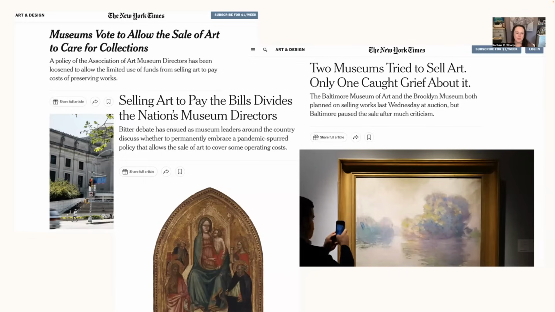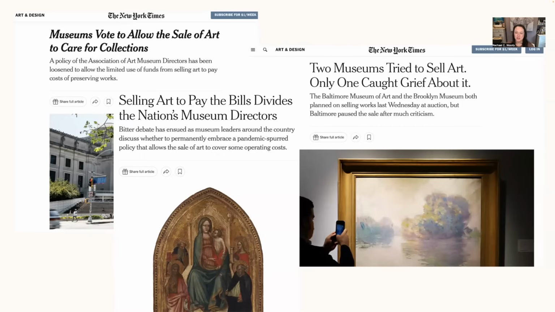Selling art to pay the bills divides the nation's museum directors. And so they're referring to the Association of Art Museum Directors, AAMD, and their policies in terms of whether you can sell and deaccession art and what you can do with those proceeds. It used to just be collect more art. This, because of COVID, changed due to hardship and needing to be able to have flexibility on where that money goes, etc. And then to our last headline over here on the right, 2 museums tried to sell art. Only one caught grief about it.